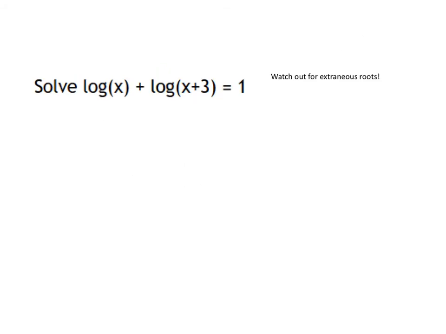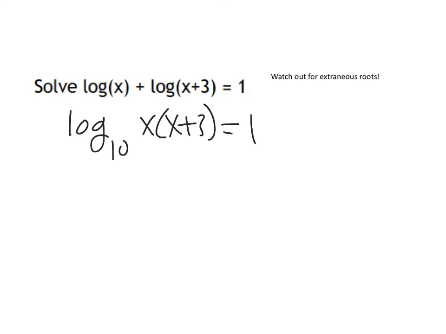So here's another log equation we're going to solve. It's a product, so I'm going to multiply the two arguments. So log, I'll write 10 there because this is base 10, of x times x plus 3 equals 1, and then get rid of the logarithm. So x times x plus 3 has to equal 10 to the first power.